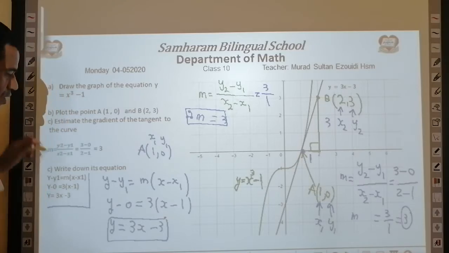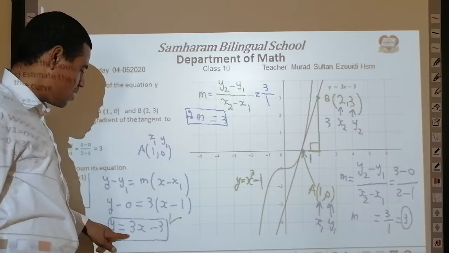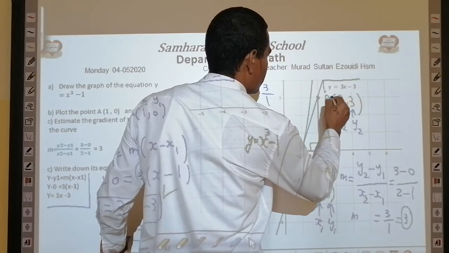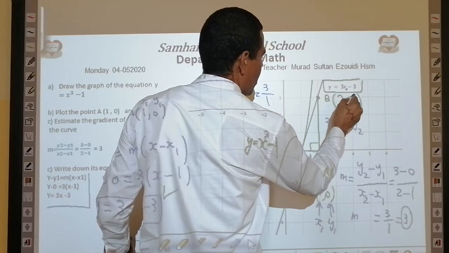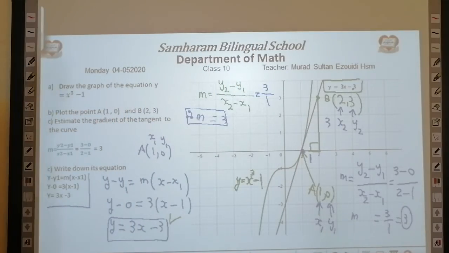So my learners, this one is called the equation of the tangent to the curve, which is this one. Okay? You can see this is y equals 3x minus 3. This is the equation of the tangent to the parabola. Okay? Sorry, to the cubic function. Okay.